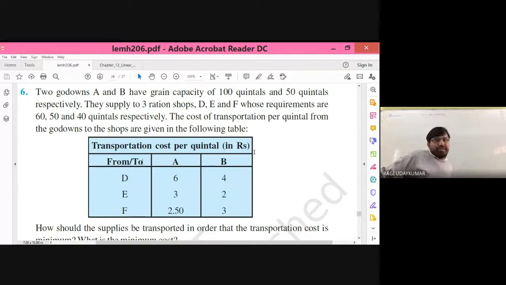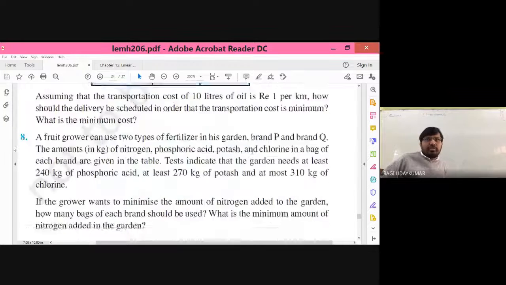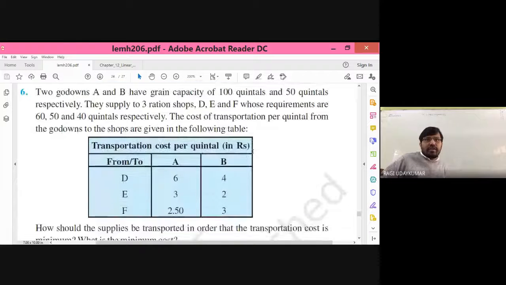This is a transportation problem. In the miscellaneous exercise, it says question number 6 as well as 7. Yes, transportation problem only. Question 6 I will explain to you, question 7 you can do it. The remaining models are all very simple here.